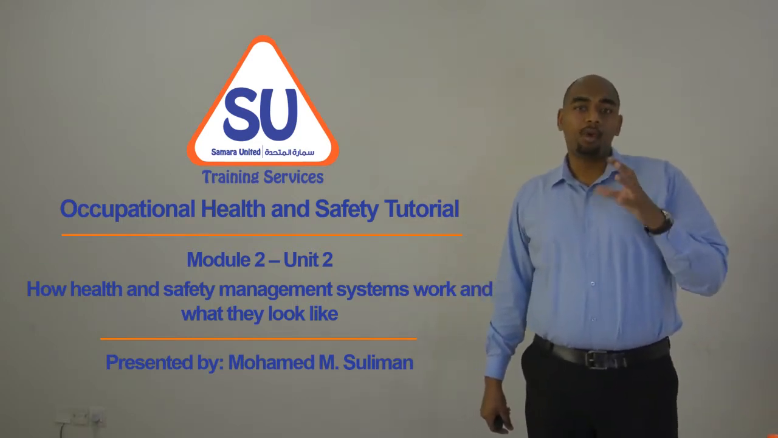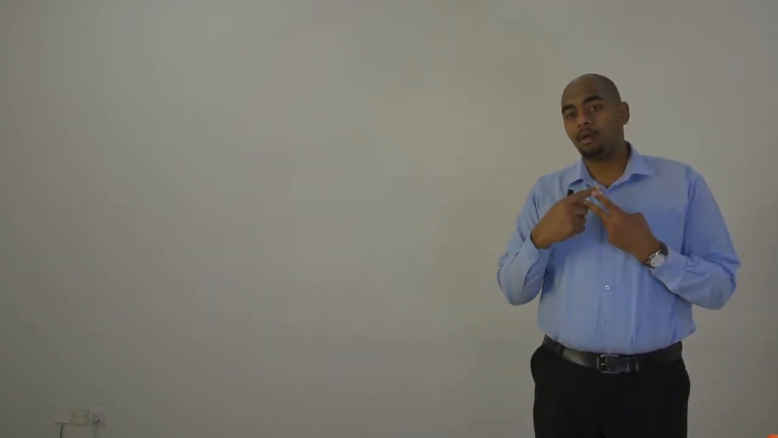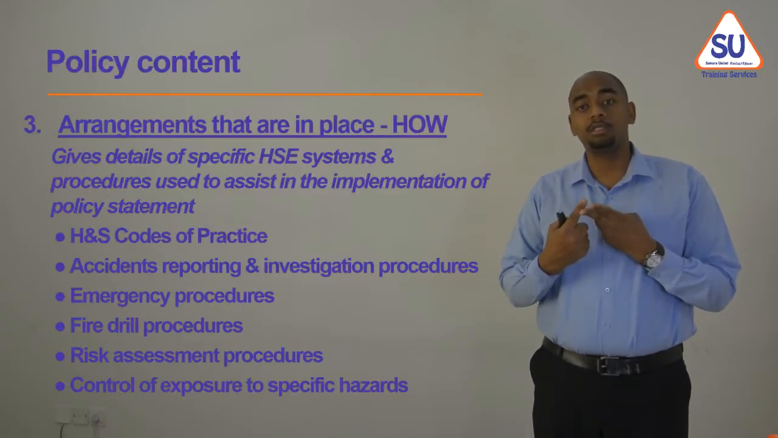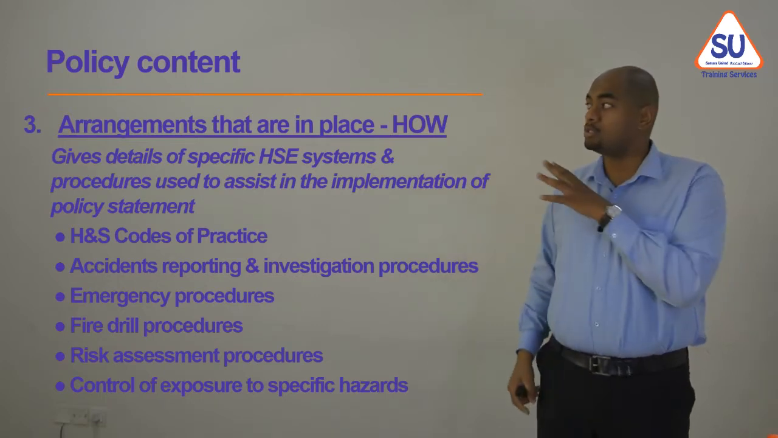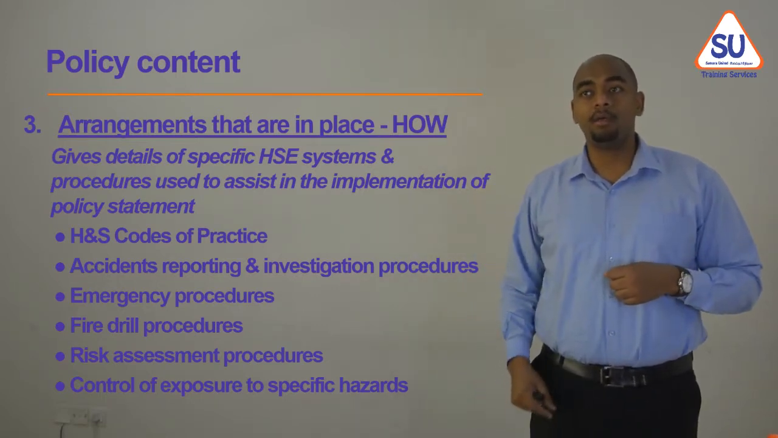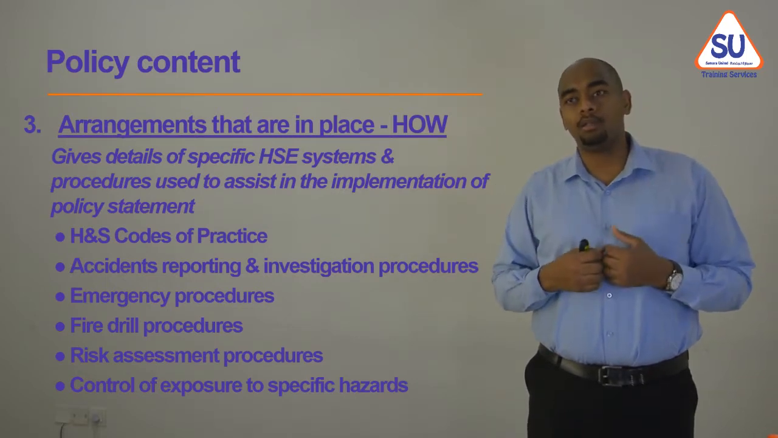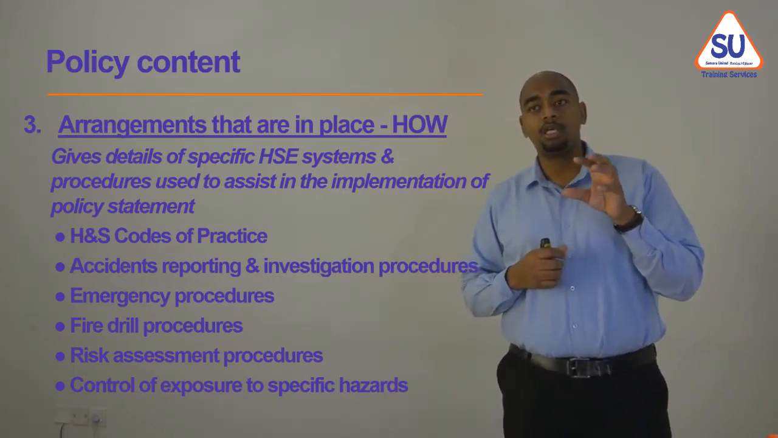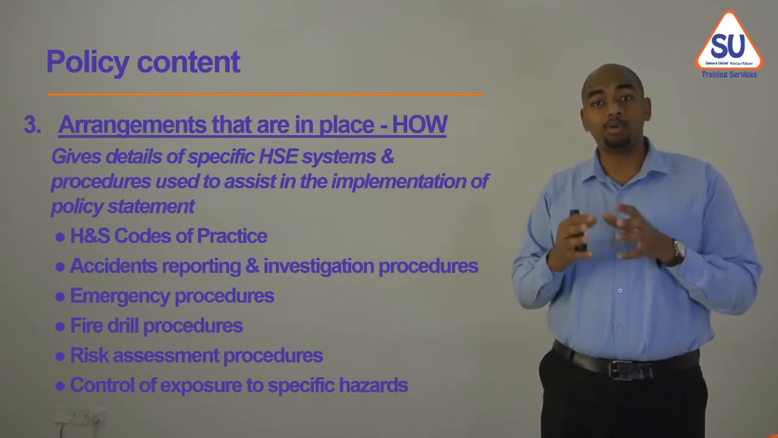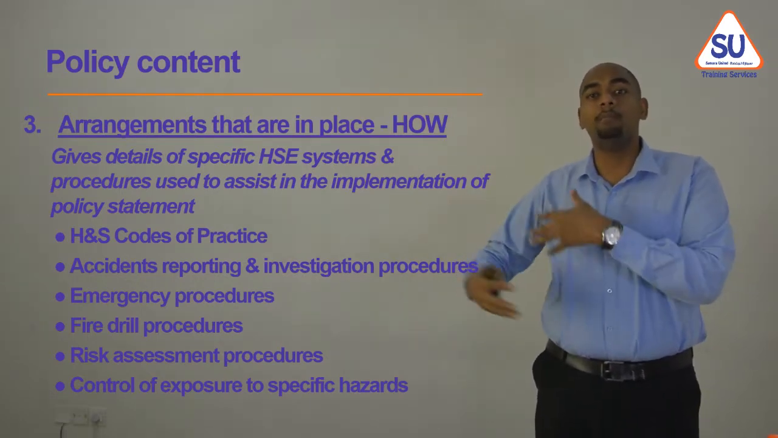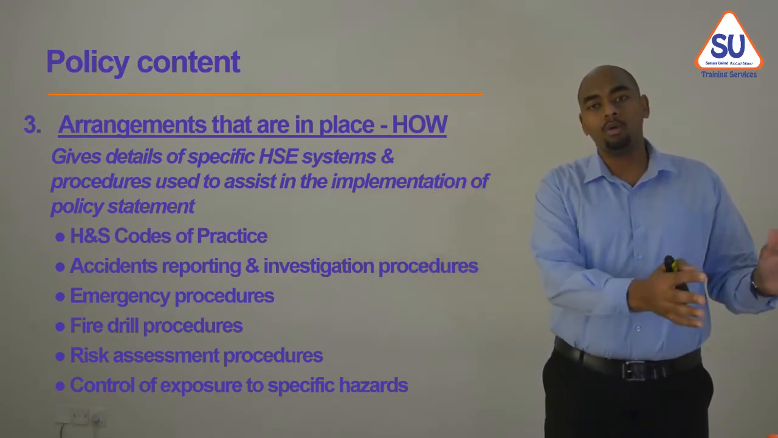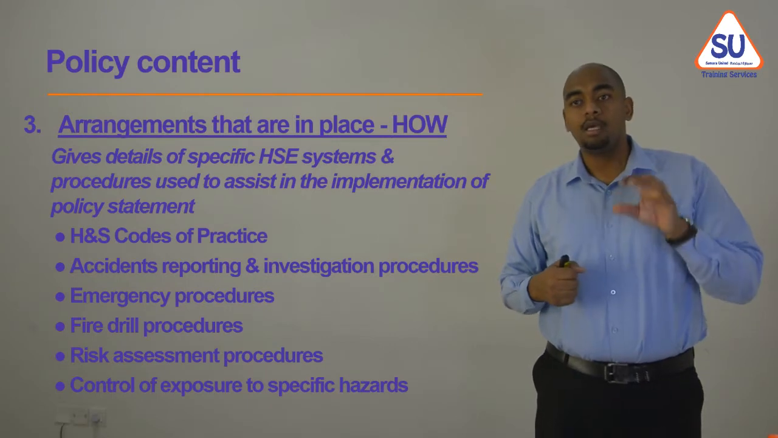So on policy, we have three different sections. We know that there is a statement of intent, and also there is the organizational section and the arrangement section. Today's topic is the arrangement section, which has to be in place within the policy. So what should be contained in this section? The arrangement section gives details of specific health and safety procedures used to assist the implementation of the policy statement on the ground or in the workplace.